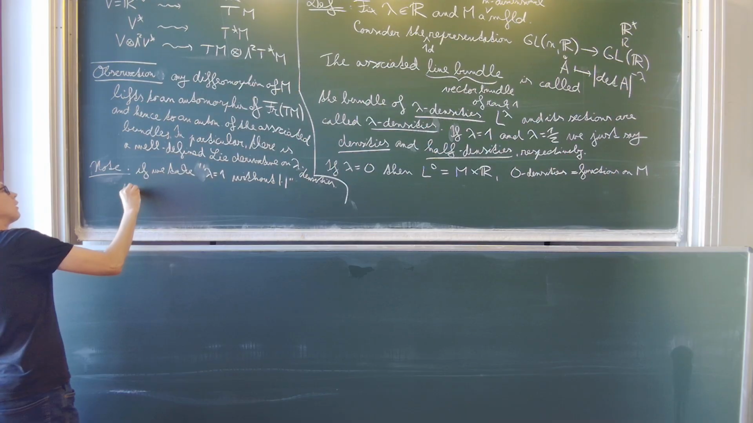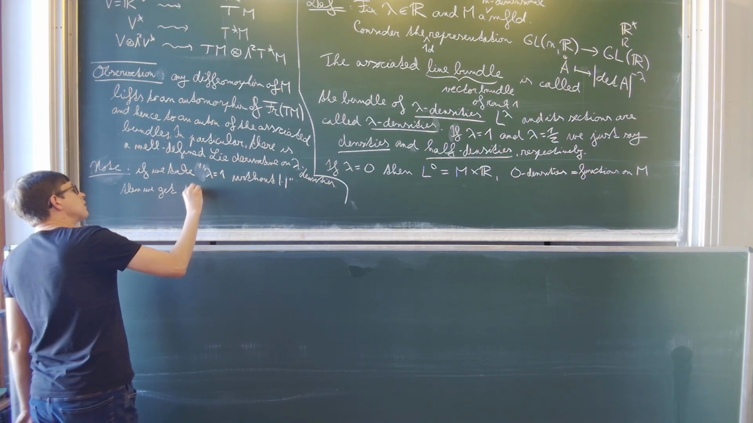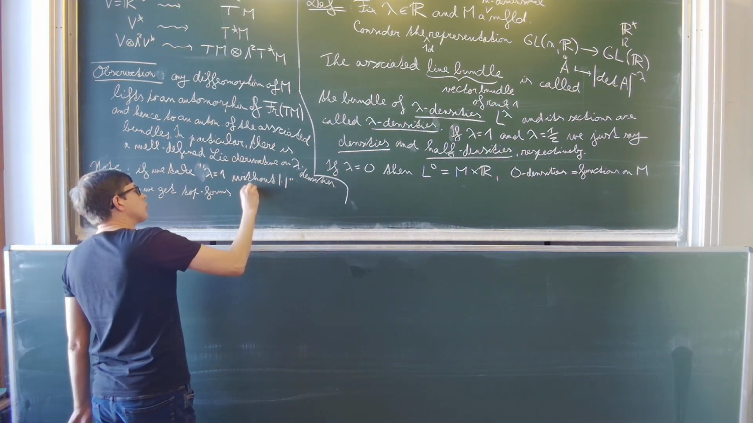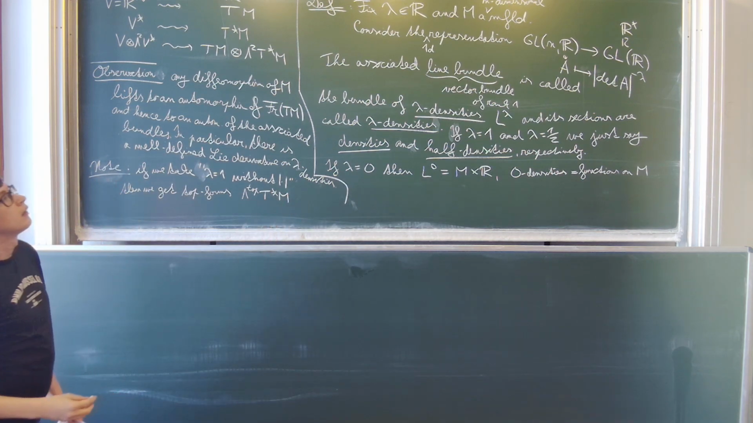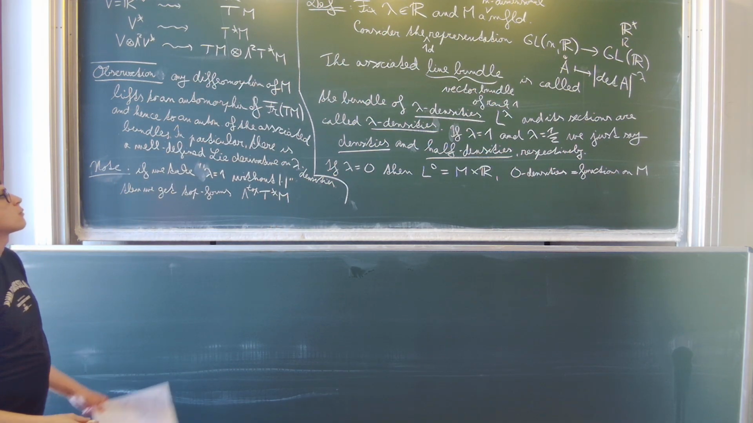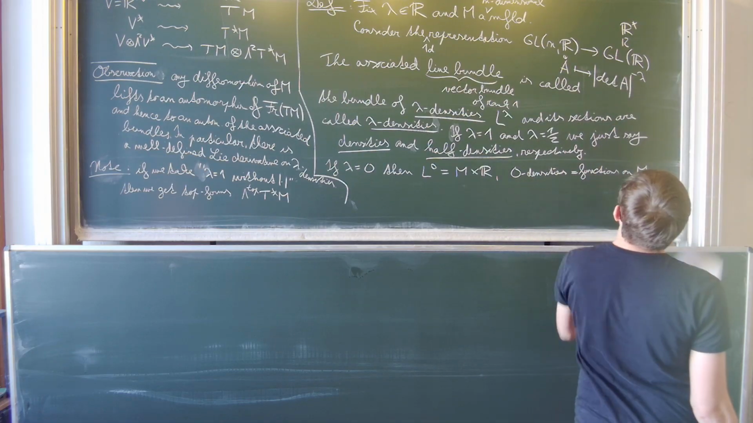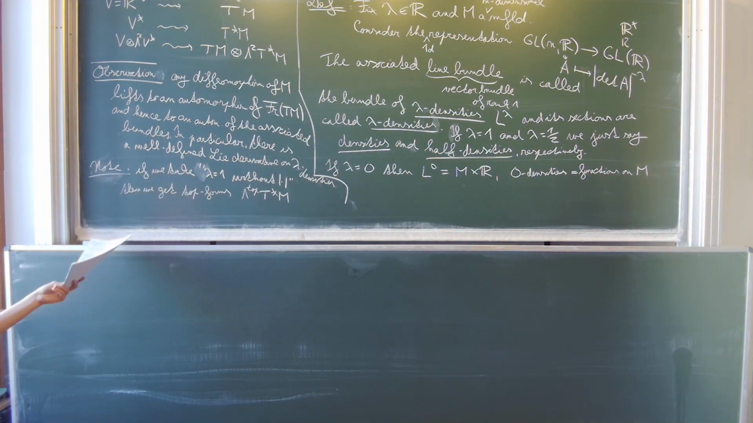Then we get top forms, H top T star M. That's why the minus there should be, for that reason, so that we recover top forms and not top polyvectors.